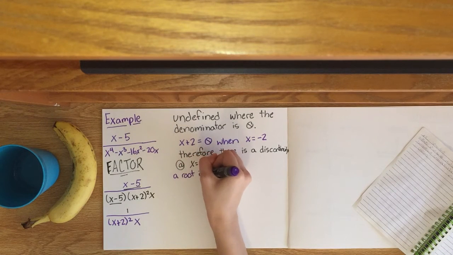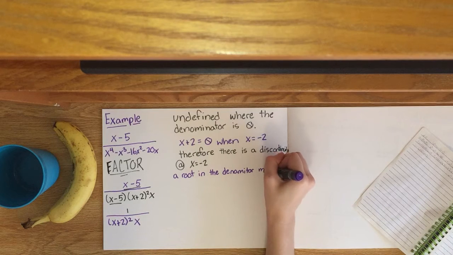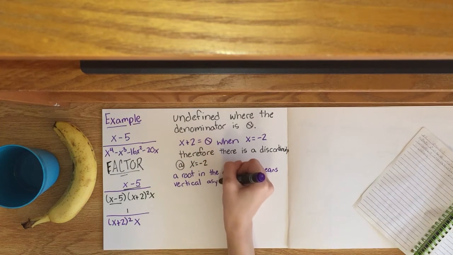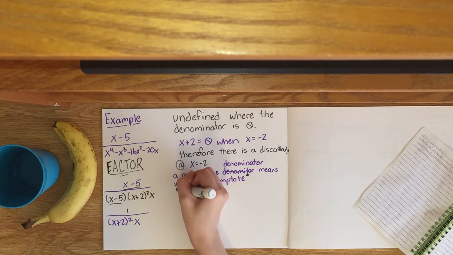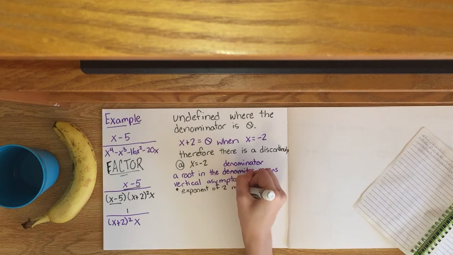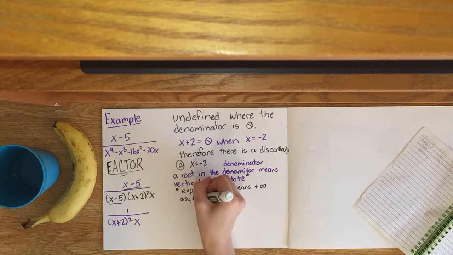For the factors in our denominator, x plus 2 squared and x, that is where vertical asymptotes will occur. For x plus 2 squared, the function will go up to positive infinity at the point x equals negative 2. And for the factor x, the function will go up to positive infinity on the right side and down to negative infinity on the left side as the function gets closer to 0.